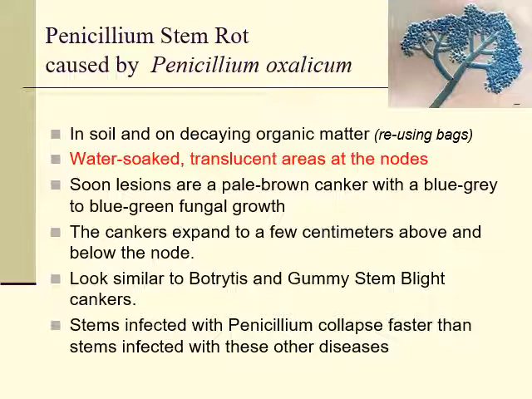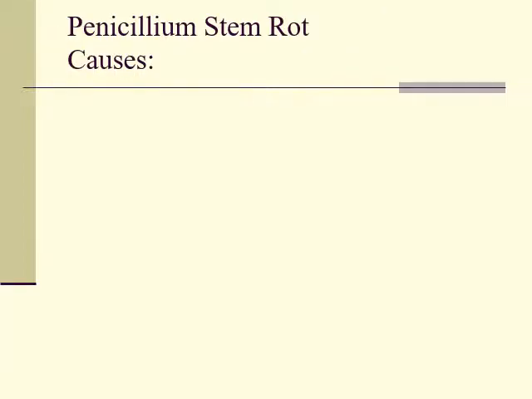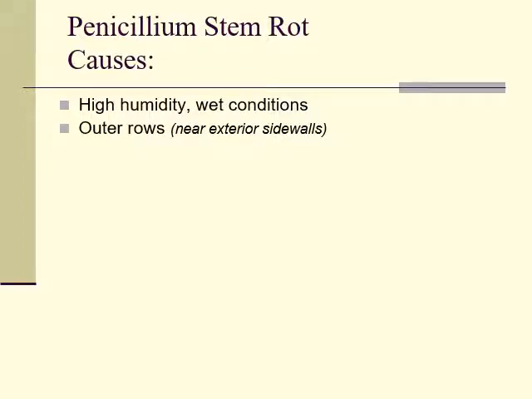Typically, penicillium is very aggressive, which means it progresses faster and the stems actually become squishy and collapse faster. So it is a very aggressive one, so you've got to be on top of it. So conditions for penicillium: high humidity, wet. This is a very common theme. Outer rows, like I mentioned, where it's cool and damp. Insufficient ventilation. Again, all generic controls for controlling fungus.